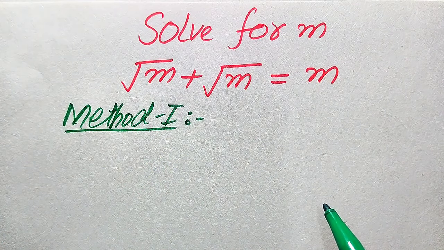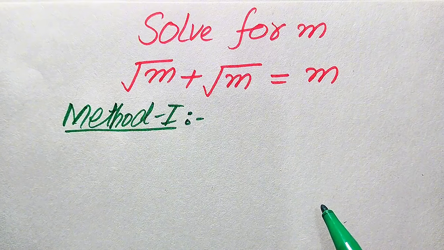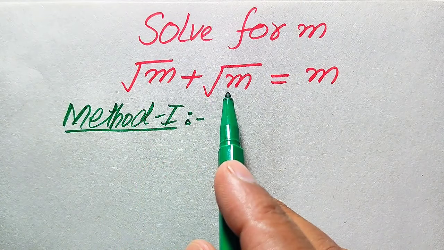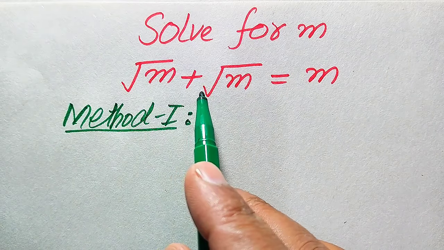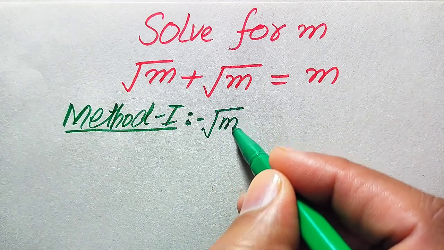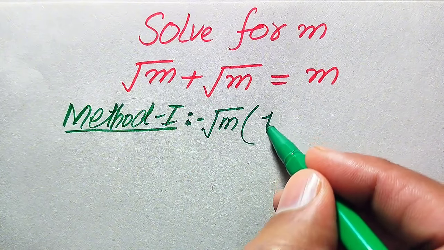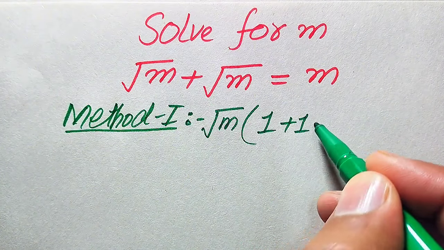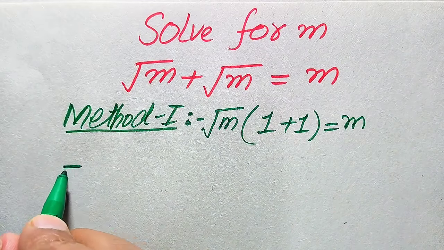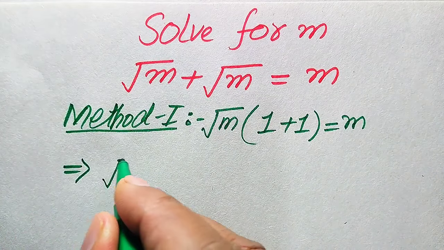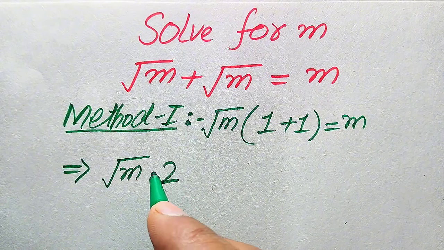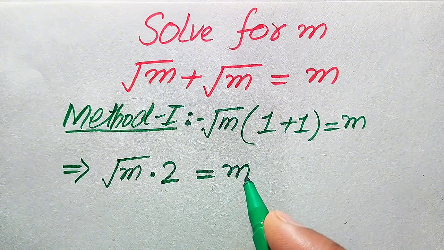And now we move towards the solution of this problem with the first method. Here you see that this is √m + √m. We need to sum up both of these values, or in other words, we take √m common from here. When we take √m common, the remaining values are 1 plus 1 equals m. In the next step we have √m times (1 + 1), which becomes 2, equals m.